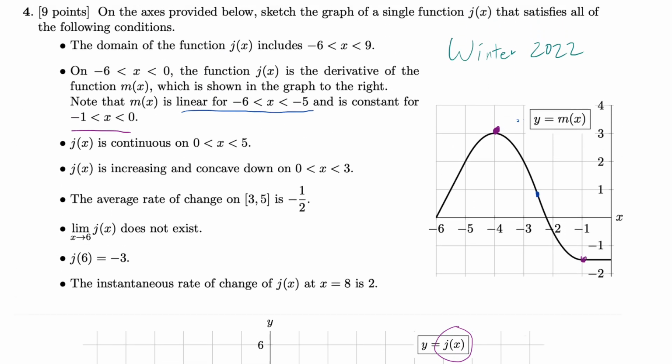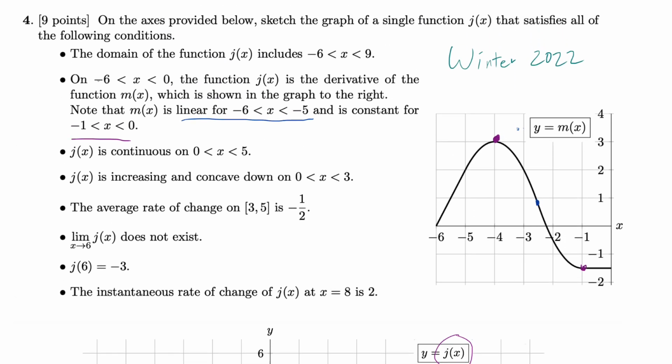Anyway, I think that's all the information we need between -6 and 0. The rest of the conditions, if we look at it, are really for x greater than 0. So let's go down and incorporate them into our graph as well.